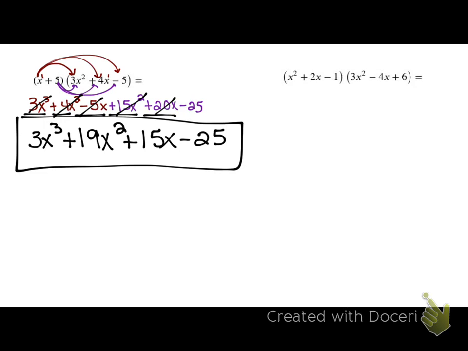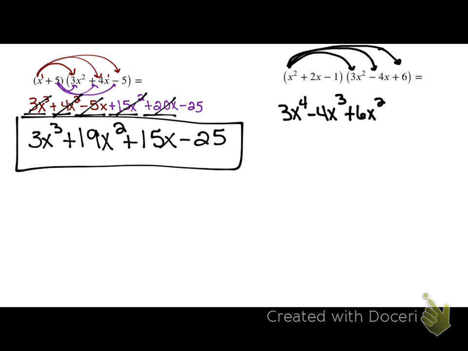Good. So I'm going to start with my x squared. So what do I distribute that x squared to, Dylan? 3x squared. And what do you get? 3x to the 4th. Okay, then I distribute it to what? Negative 4x. To the what? 3rd. And last one. 6. And that equals 6x to the second.